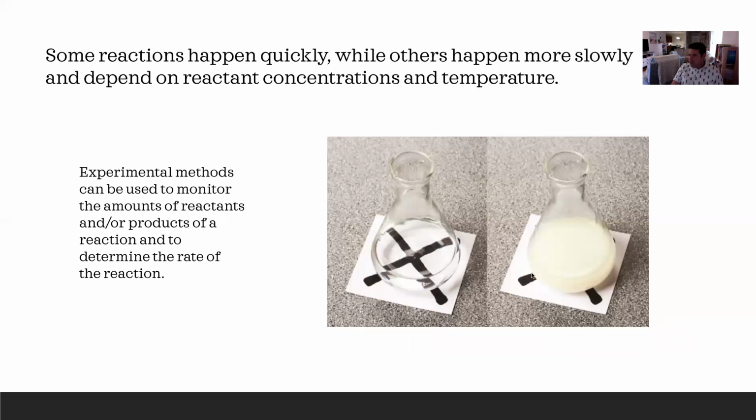Here's another type of lab where the solution goes from clear to almost milky, and you can do it in a flask over an X, and the X will disappear. All right, so again, you can keep a stopwatch in hand and measure it for different temperatures of the solutions or for different concentrations of the solutions, things like that. So that is a way that you can set up some of these experiments.